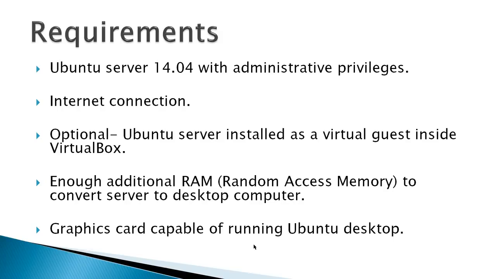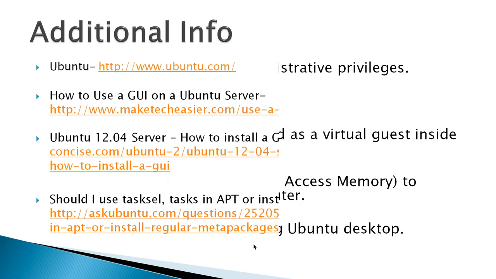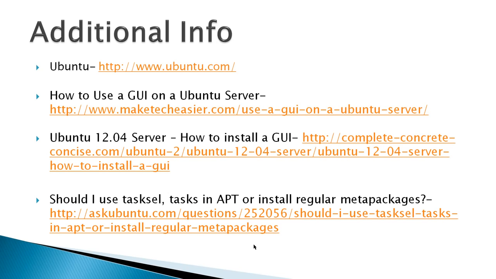A graphical user interface requires additional memory, and you have to make sure you have about 2 gigabytes of memory for an Ubuntu 64-bit desktop. And then you have to make sure you've got your video configured or a graphics card capable of running the Ubuntu desktop. Then you've got additional info.